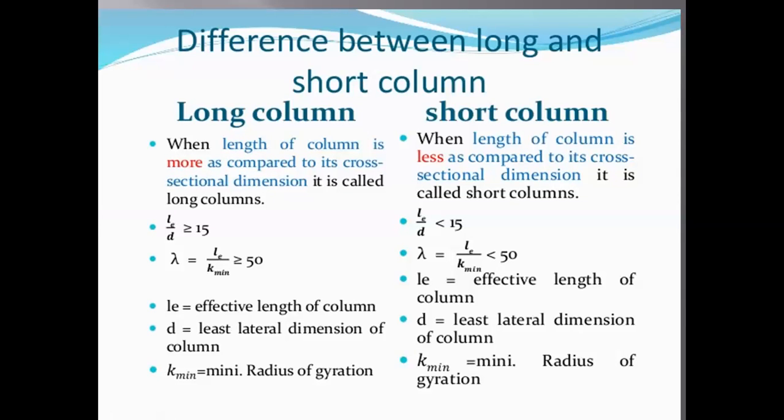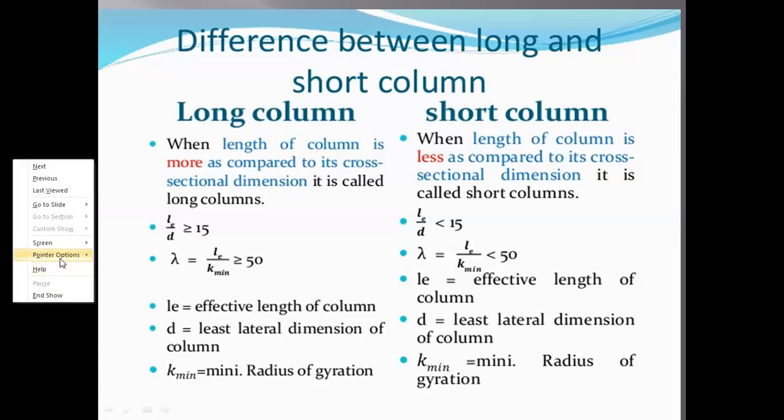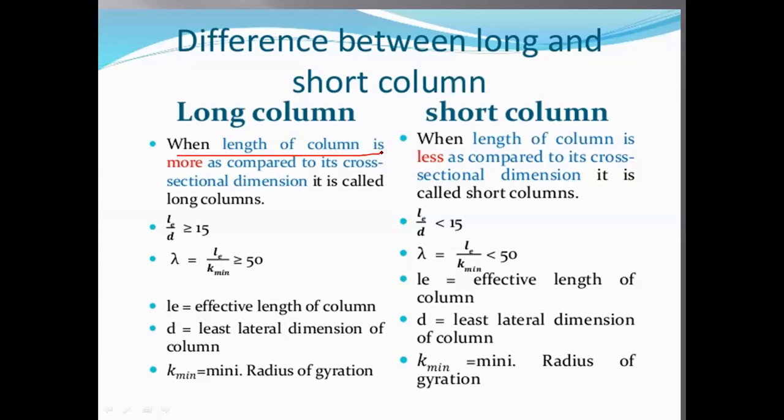Now, what is the short column and the long column? See the difference. When the length of the column is more as compared to its cross-sectional dimension, it is called a long column. And when the length of the column is less as compared to its cross-sectional dimension, it is called a short column. These are the mathematical terminology we will discuss later on in the next class.